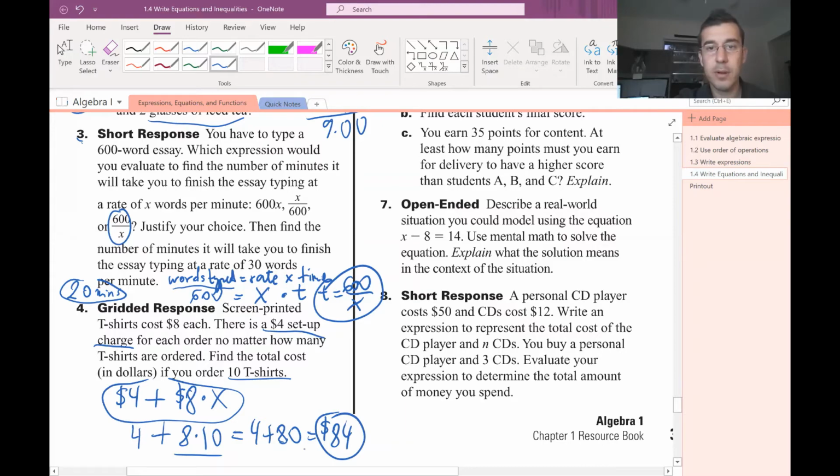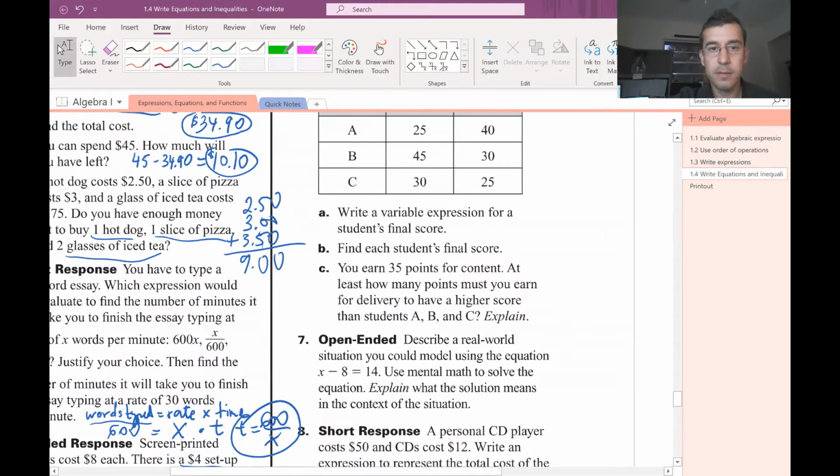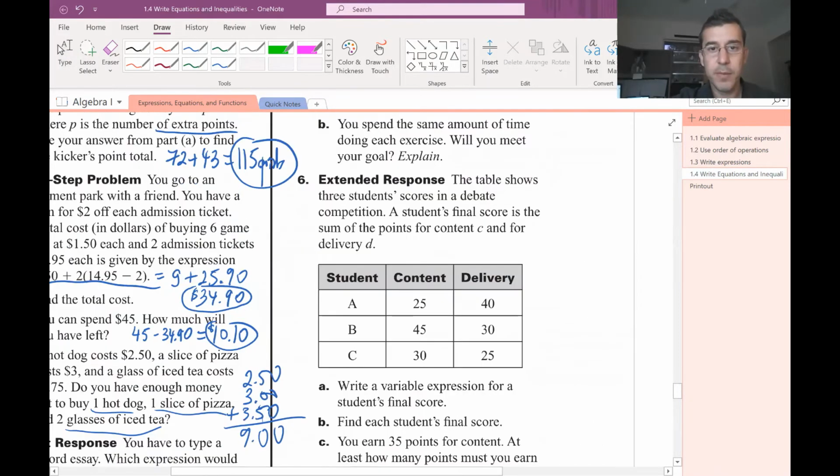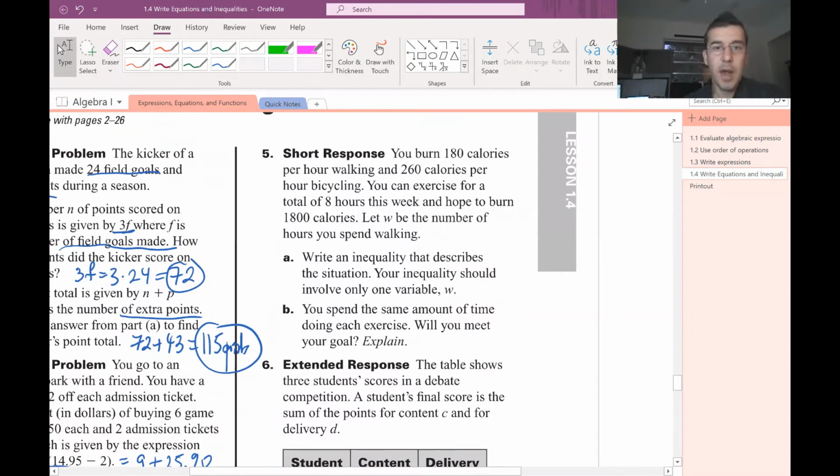That's 4. 5. You burn 180 calories per hour walking. So 180 calories per hour walking and 260 calories per hour bicycling. So we have walking, we have bicycling. You can exercise for a total of 8 hours. 8 hours total. Okay. This week and hope to burn 1,800 calories.